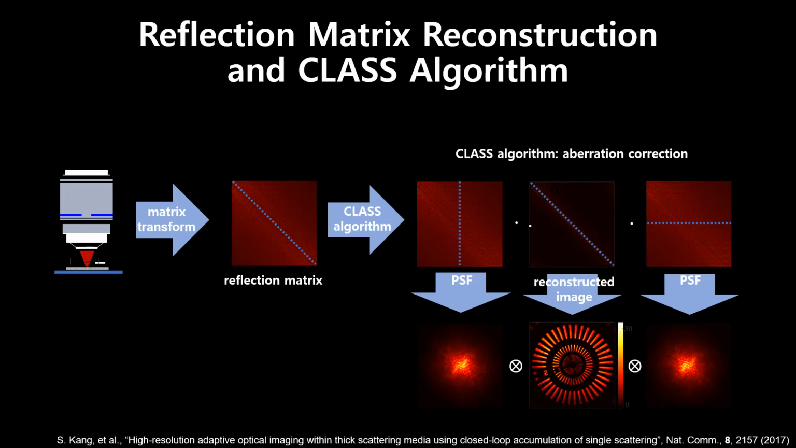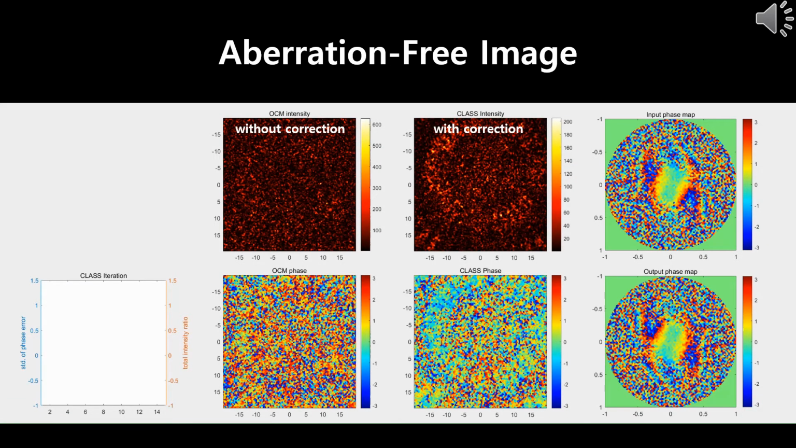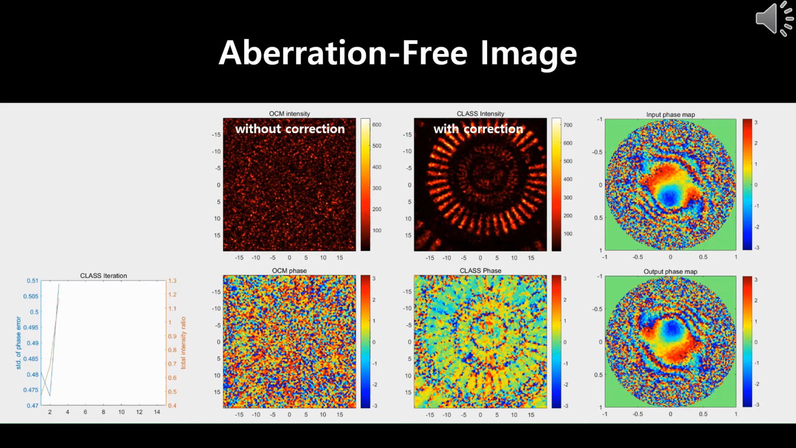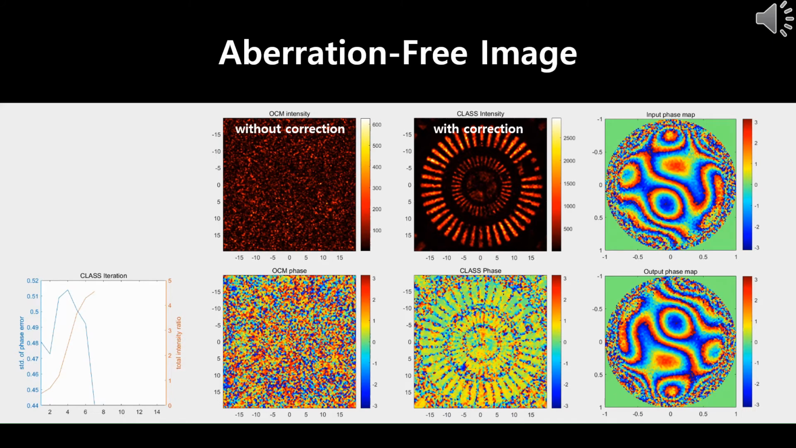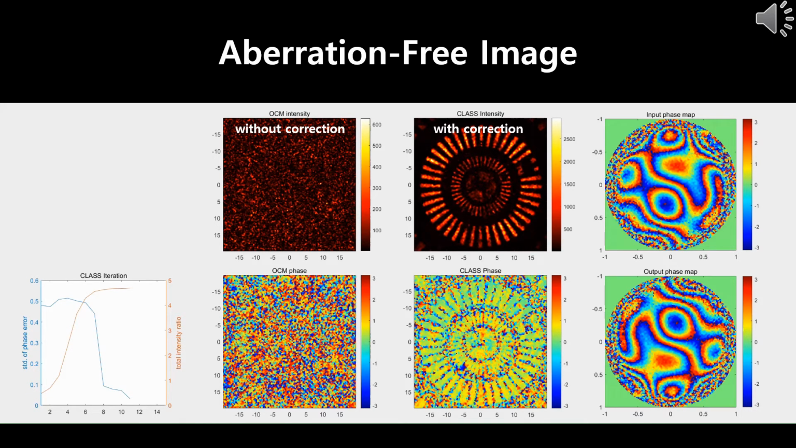In this way, reflection matrix images taken through point scanning are reconstructed into a reflection matrix. Then, the scattering noise can be reduced through recombination to increase the resolution of the image. After that, we move on to the step of applying the CLASS algorithm that corrects aberrations. Aberration correction image reconstruction process through the CLASS algorithm. Compared to an image without aberration correction, the image with aberration correction becomes sharper as the algorithm progresses.